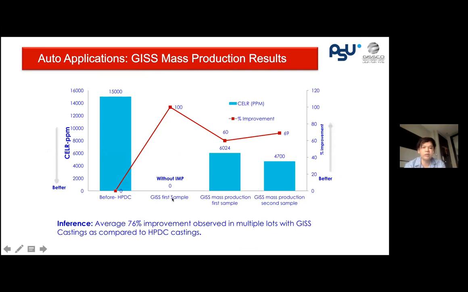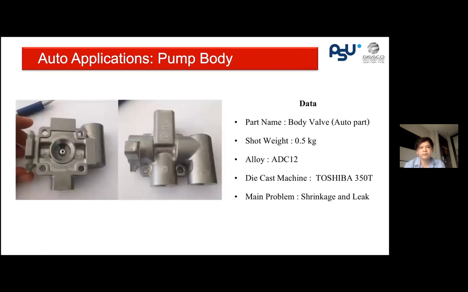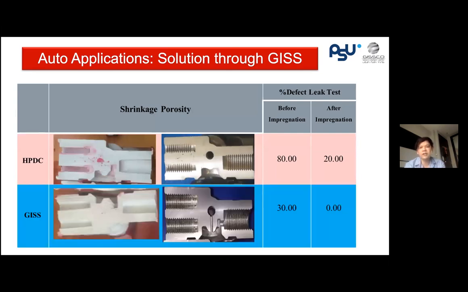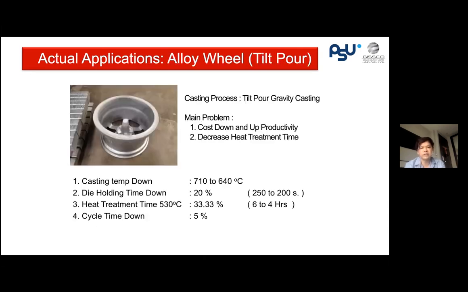And in this work, they did 100 samples and they found 0% rejects. Then when they went for mass production, they found that they can get about a 70% improvement in quality and rejects. So it's about 5,000 ppm without impregnation. Similarly, for other alloys and other parts, we got similar problems and similar results: we reduce porosity. Then we don't need to do impregnation, or we reduce the rejects after impregnation.